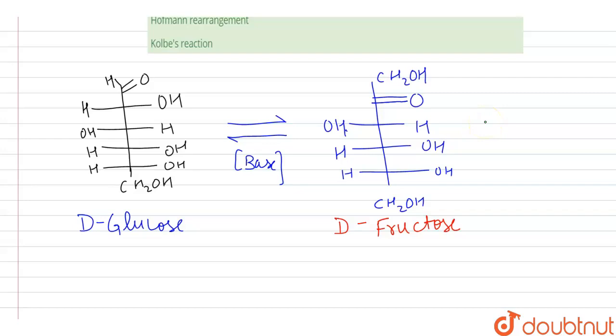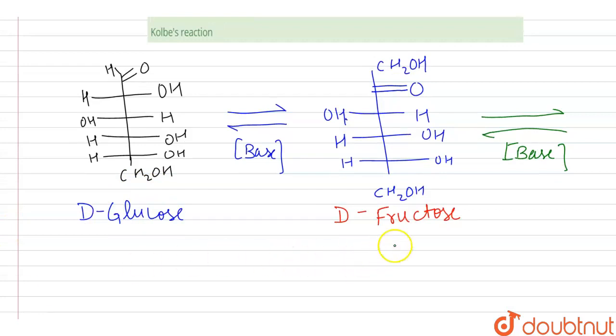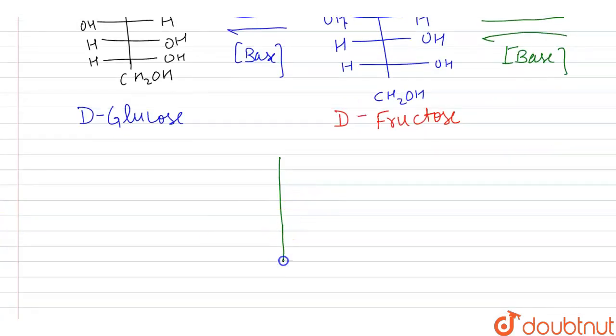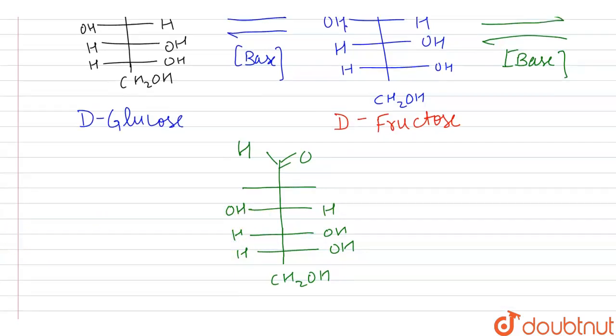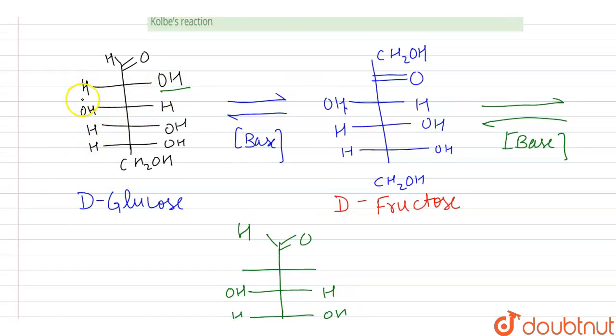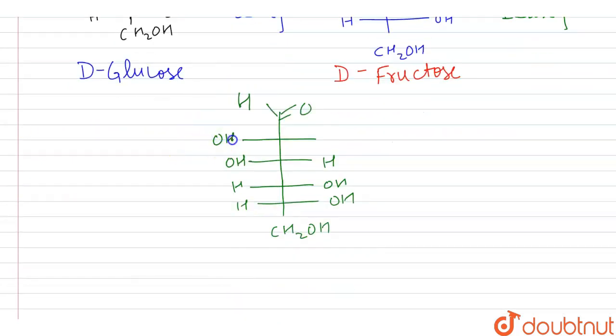And what is the difference? What is the structure of D-mannose? See, let's draw the structure of D-mannose here downwards. Okay. See, this structure is similar to the D-glucose structure. Only the difference is, see, the difference is that in D-glucose, OH is here and H is here. But here, it's opposite. OH will be here and H will be here.